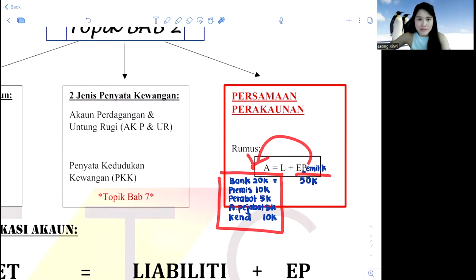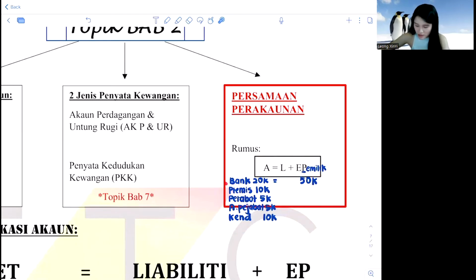When I use the money for different purposes in the store, I will record them accordingly to their names. So I put in bank, 20,000. I put in premise, 10,000. So total here, 50,000. Okay, now liability.